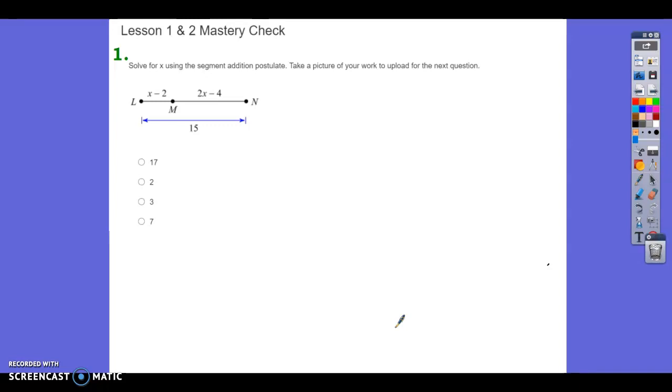Okay, geometry classes. I'm going to go over the lesson 1 and 2 mastery check from unit 1, and then I'm going to go over the lesson 3 formative assessment in this video. So number 1, this is the way the question was asked on Schoology. See how it says take a picture of your work to upload for the next question? That lets you know you need to write your work clearly.